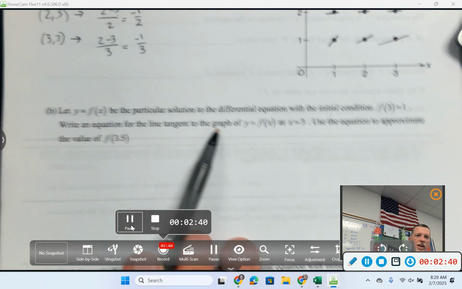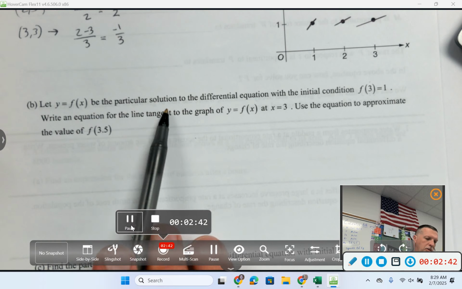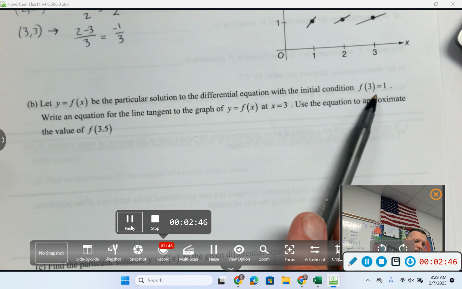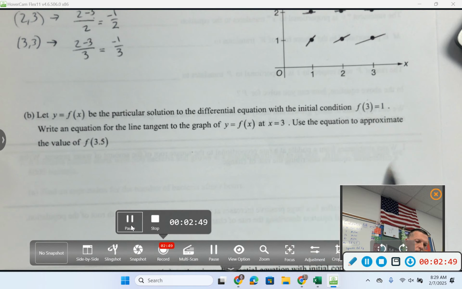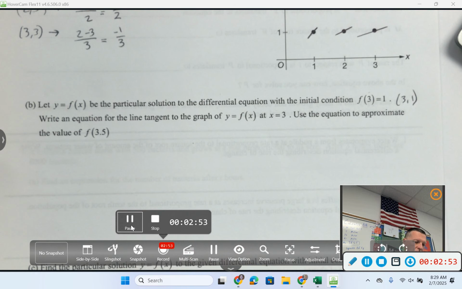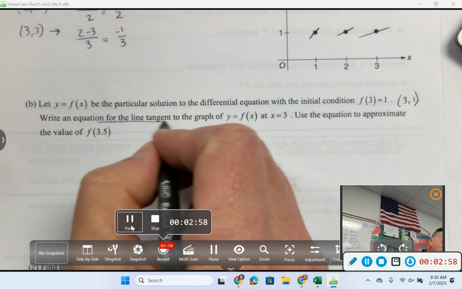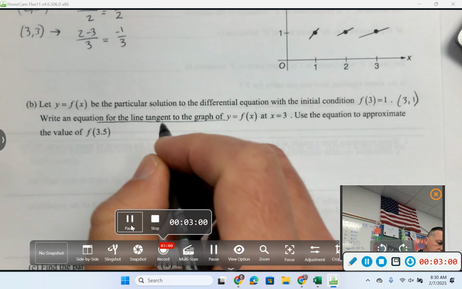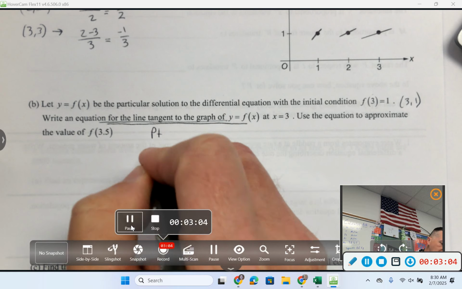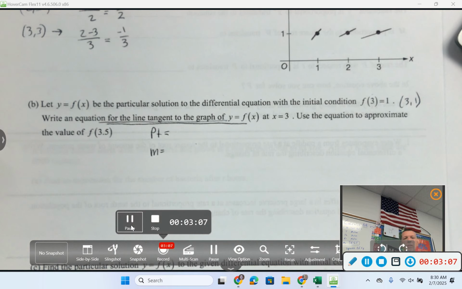Part B. Let y equals f of x be the particular solution to the differential equation with the initial condition f of 3 equals 1. That means 3, 1 is on the graph. Write an equation for the line tangent to the graph at x equals 3. Whenever I see write an equation for the line tangent to the graph, I know right away that I need a point and a slope. And then I can write the line.